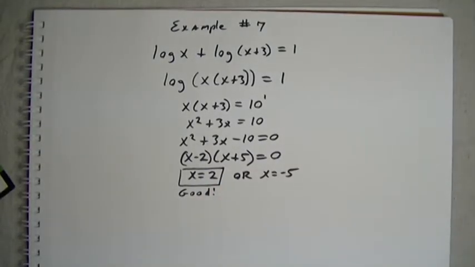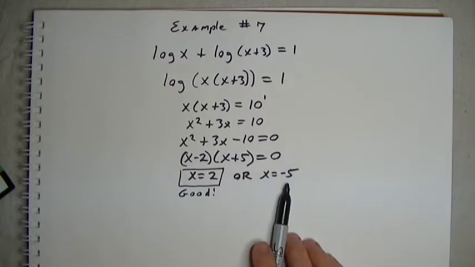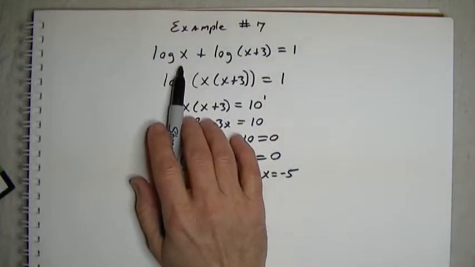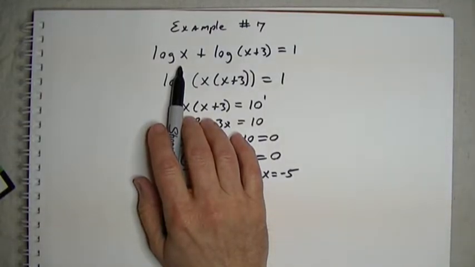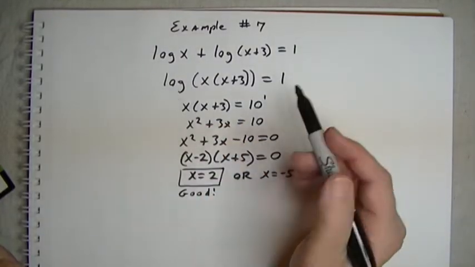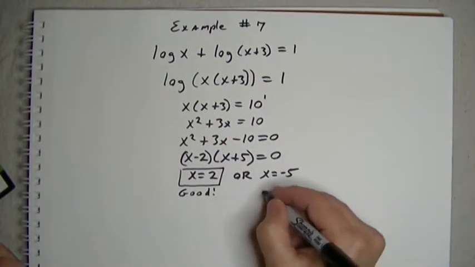Okay? Now, on the other hand, if you try to put negative 5 in here, you're going to be taking the log of negative 5. Okay? And there is no exponent that you can put on a 10 and get negative 5. So you get this domain error in your calculator or some other kind of error. So this one is false.